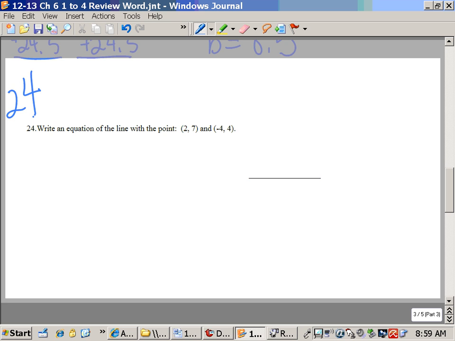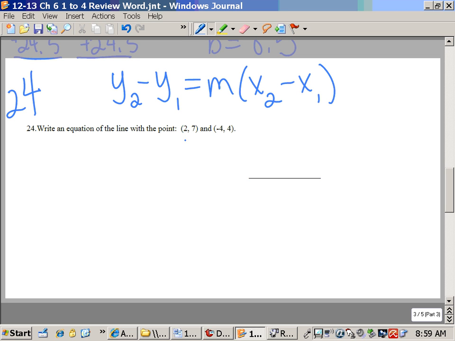So we're going to take the equation of the line. Do I start in slope-intercept form? No, I start in point-slope form, which is y2 minus y1 equals m x2 minus x1. I have two xy's, and I have another set of xy's. This y right here stays the same. This x2 stays the same. Everything else has to change.